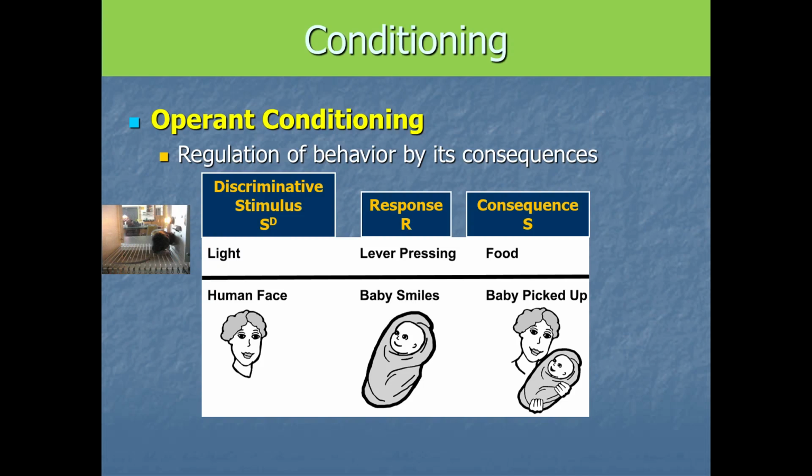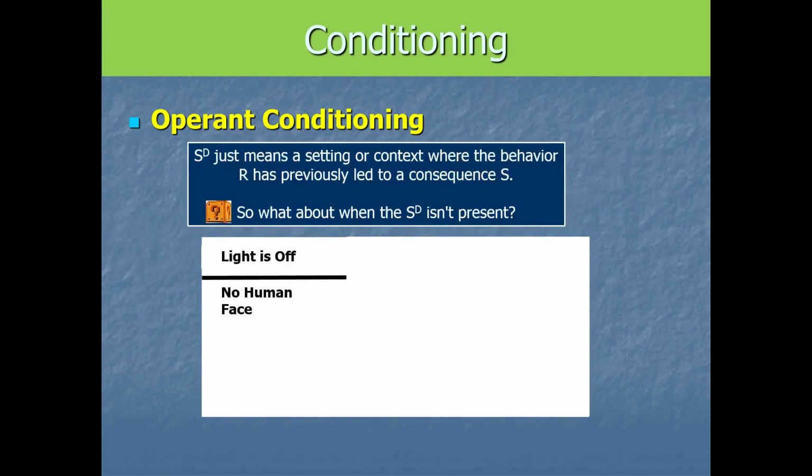But specifically, there might be something in the environment that signals to the baby, based on past experience, that right now the smiling behavior will lead to being picked up. It might be as simple as seeing mom or even just seeing a human face, but basically this reliable signal, this discriminative stimulus, sets the occasion for that baby's smiling behavior. It tells the baby this is when smiling will lead to getting picked up as a consequence based on my past experience. Okay? Another way to think of it is the discriminative stimulus just means a setting or a context or a situation where the behavior R has previously led to a consequence S.